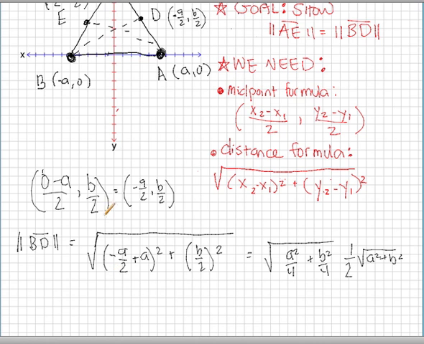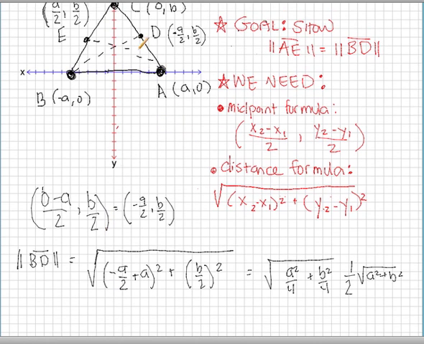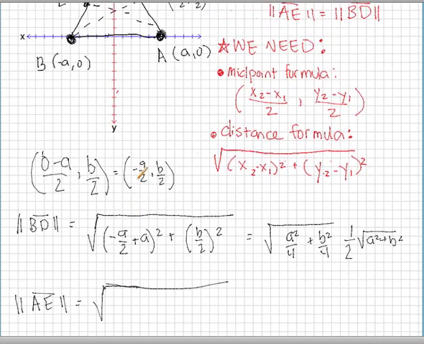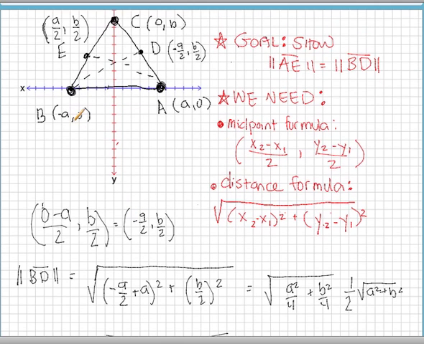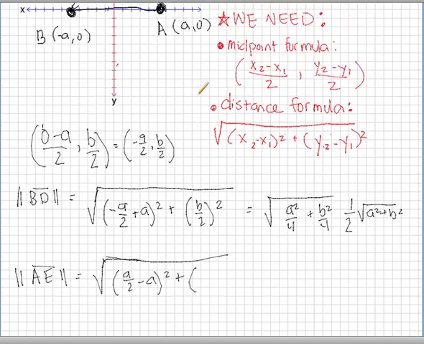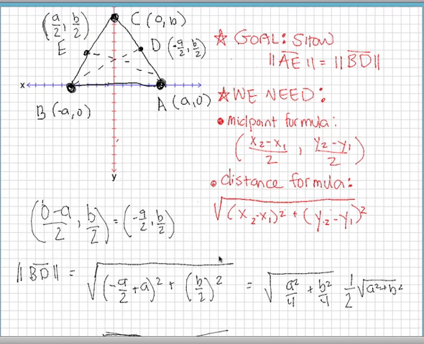Now we're going to go ahead and follow the same algorithm to compute the distance between A and E. The distance between A and E is equal to the square root of the second x-coordinate minus the first x-coordinate, so it'll be a over 2 minus a, squared, plus the second y-coordinate minus the first y-coordinate, so b over 2 minus 0.